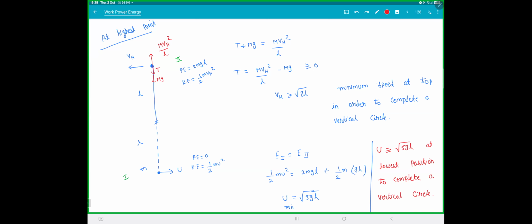So what happens if your velocity is less than root 5gL? Let me show you that on the next page. But any doubts on this page, please ask me. So this whole vertical circular motion story is this only. At the lowest position, at the highest position, you cannot have zero speed.